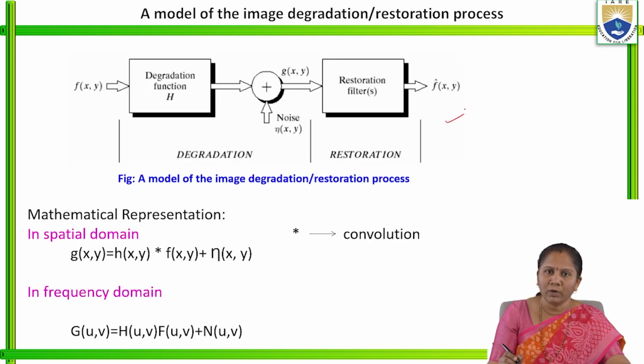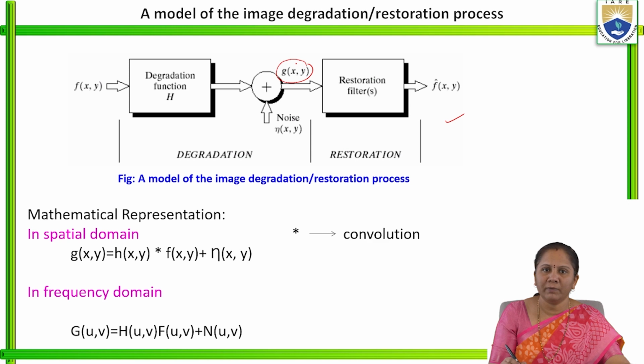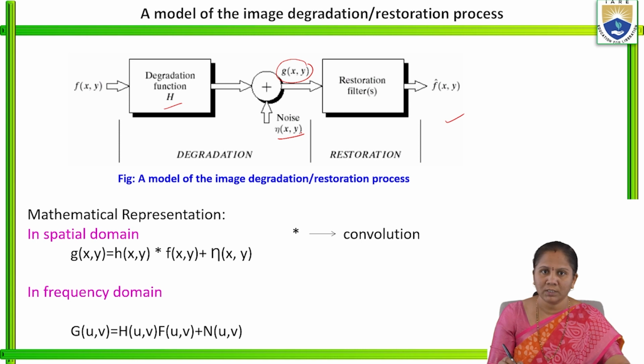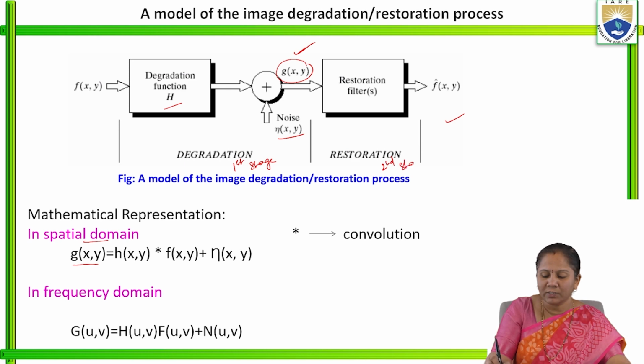Considering this block we have discussed, the output of this degradation block is g of x comma y, where it includes the degradation function and additive noise. We can represent that concept as a mathematical expression in the spatial domain and the frequency domain. Coming to the spatial domain, the output of the degradation stage is g of x comma y. This is the first stage and this is the second stage.